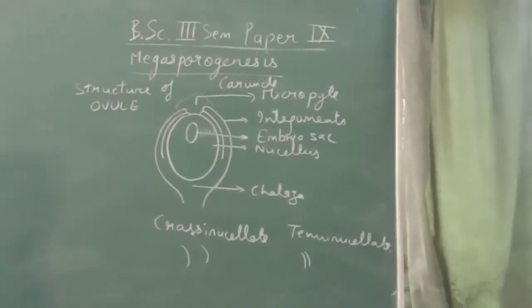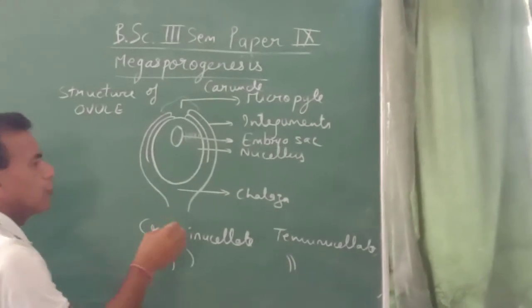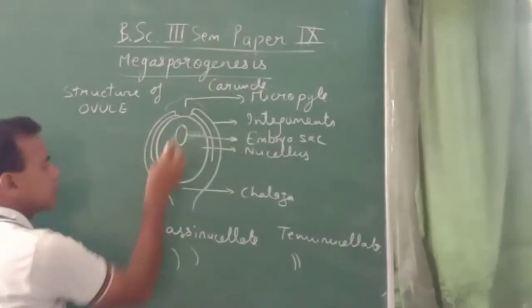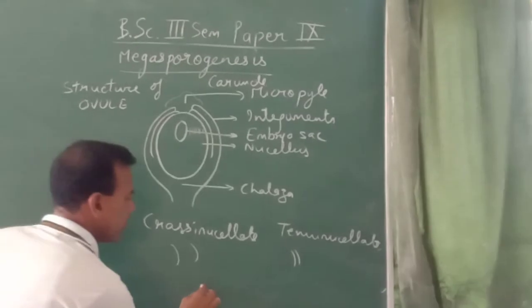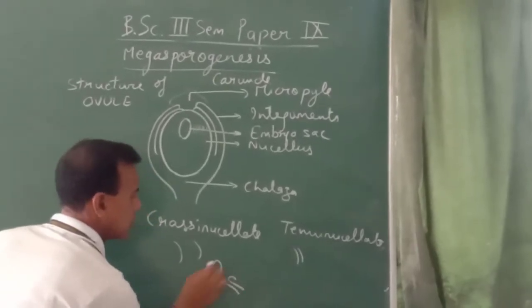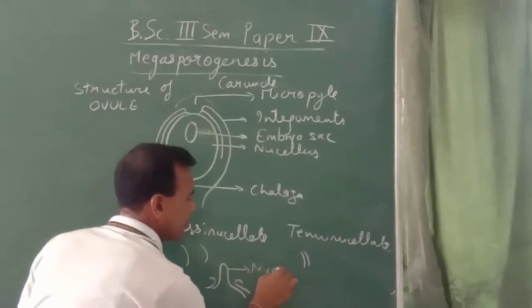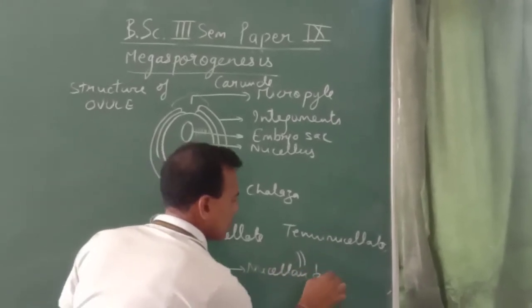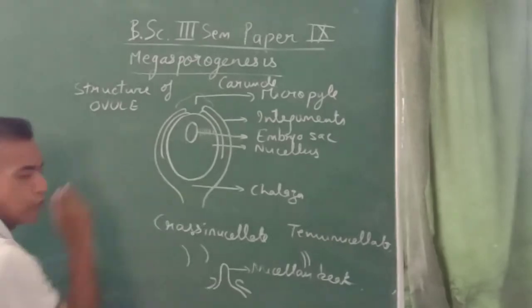Now, in Euphorbiaceae, sometimes this nucellus makes a beak-like structure like this, which is known as nucellar beak in Euphorbiaceae.